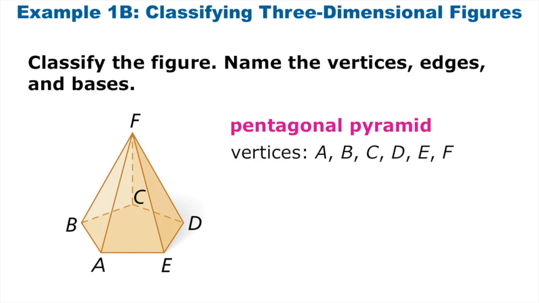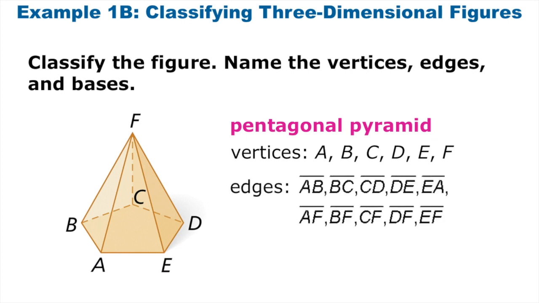The next thing it wants us to look at are the edges. Edges are the segments, so I would list all of the segments. And then lastly, it wants us to find the base. Since it's a pyramid, there is only 1 base, and it has to be the pentagon A, B, C, D, E. Since bases are flat surfaces, we know that they are also considered planes, so you could name the base with just 3 letters.